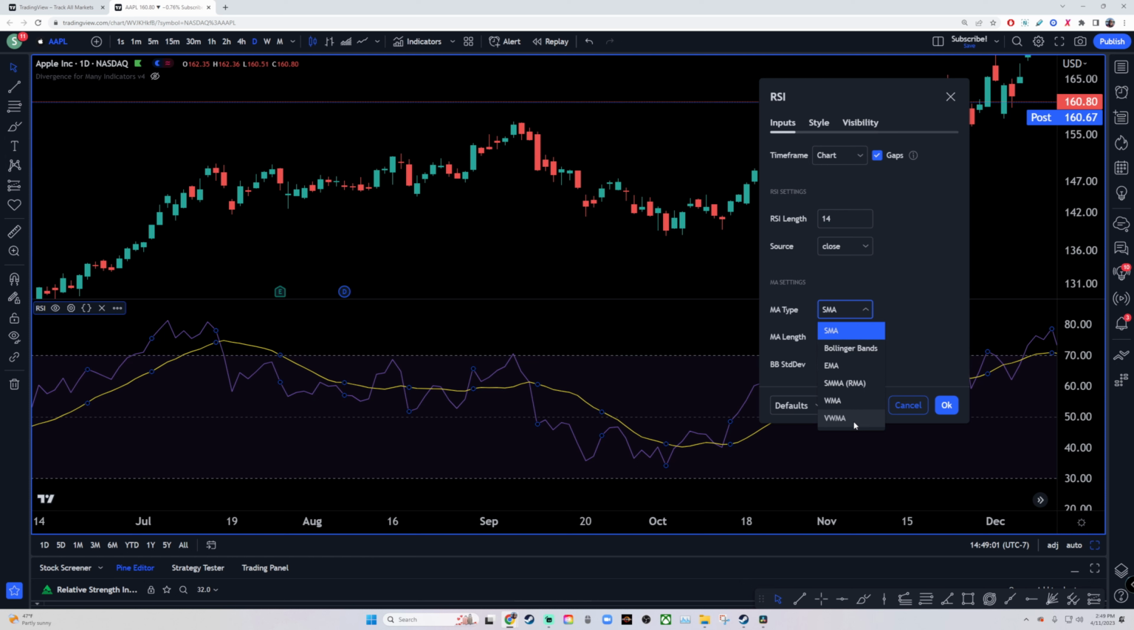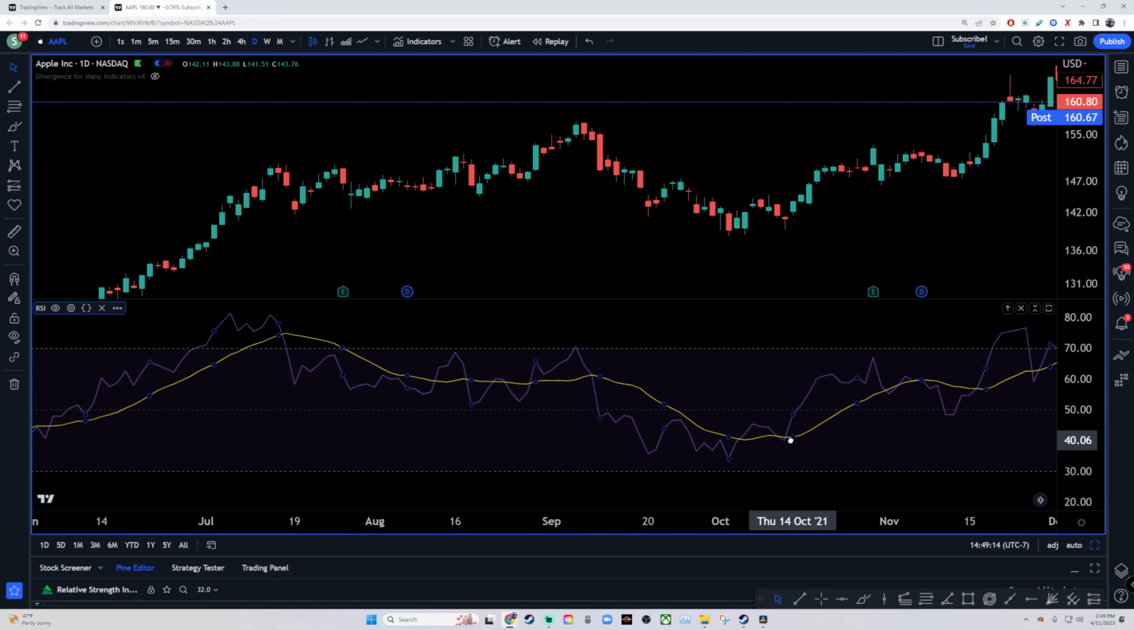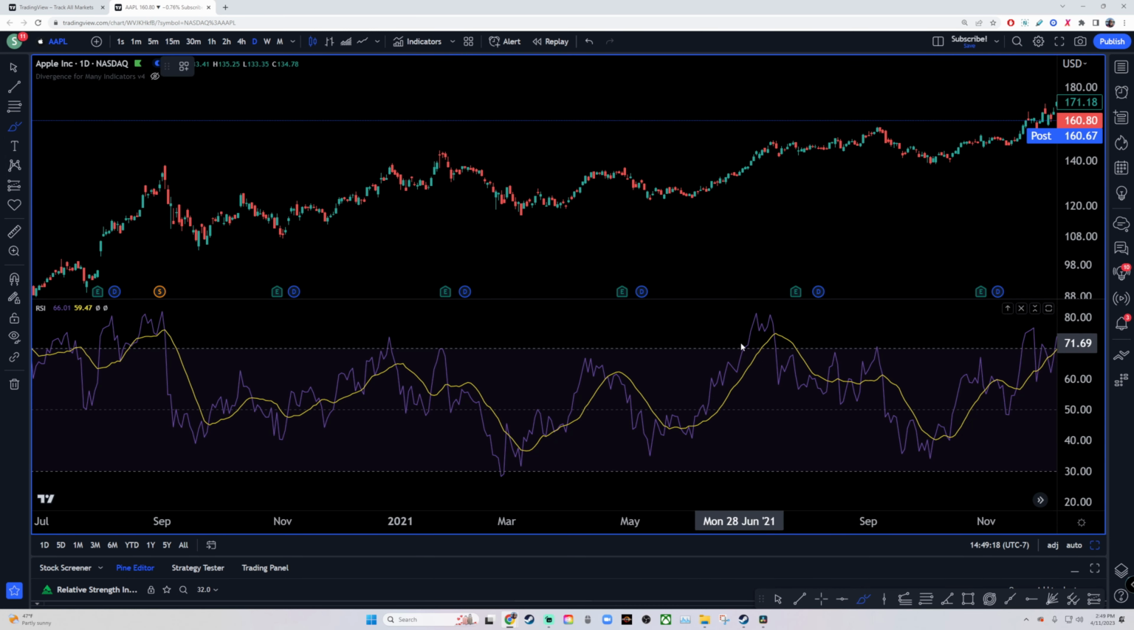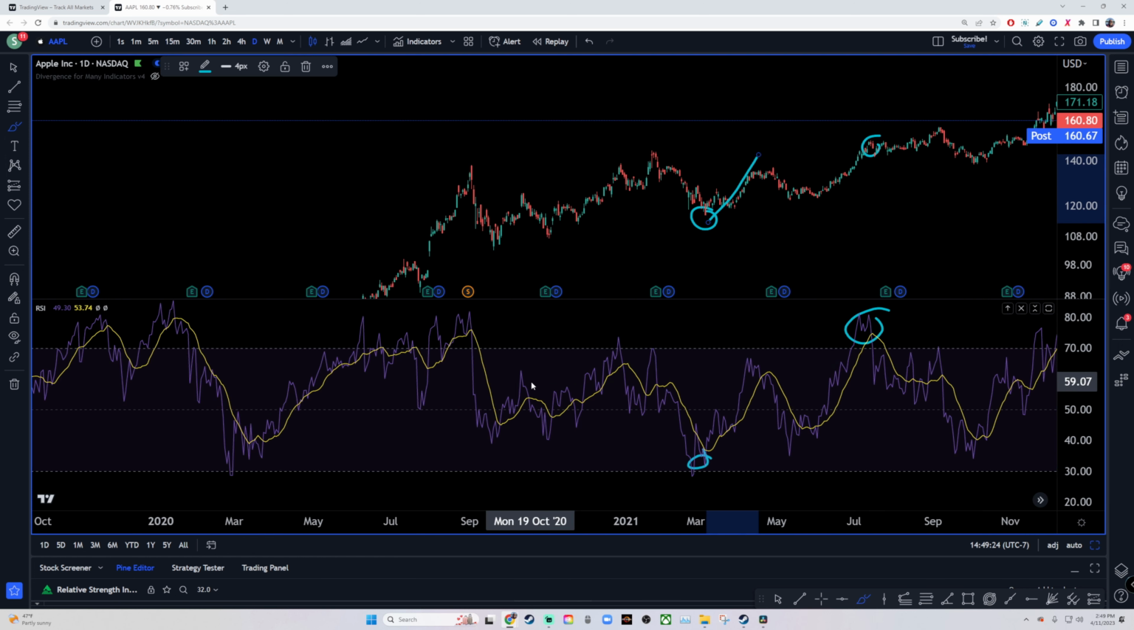Next to the MA type, you're simply going to click on the SMA and a drop-down menu will occur and you can choose any type of moving average that you would like. The default setting, of course, is the simple moving average. The simple moving average calculates the average of the RSI values over a specific period. It is straightforward and gives equal weight to each data point. A bullish signal occurs when the RSI line crosses above the SMA, while a bearish signal occurs when the RSI line crosses below the SMA.